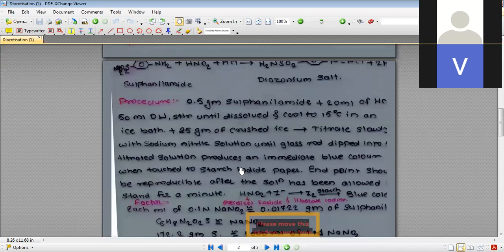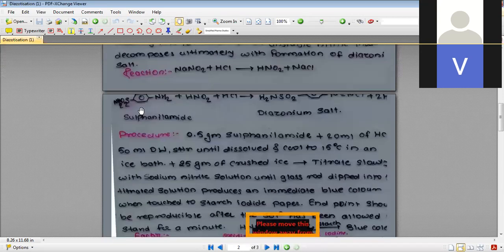Next is the reaction. The reaction we have already studied in the principle part. The primary aromatic amine drug substance, for example sulfanilamide, we are going to react with nitrous acid. In the presence of acid, formation of diazonium salt takes place. From the reaction, we will be able to draw the factor calculation.